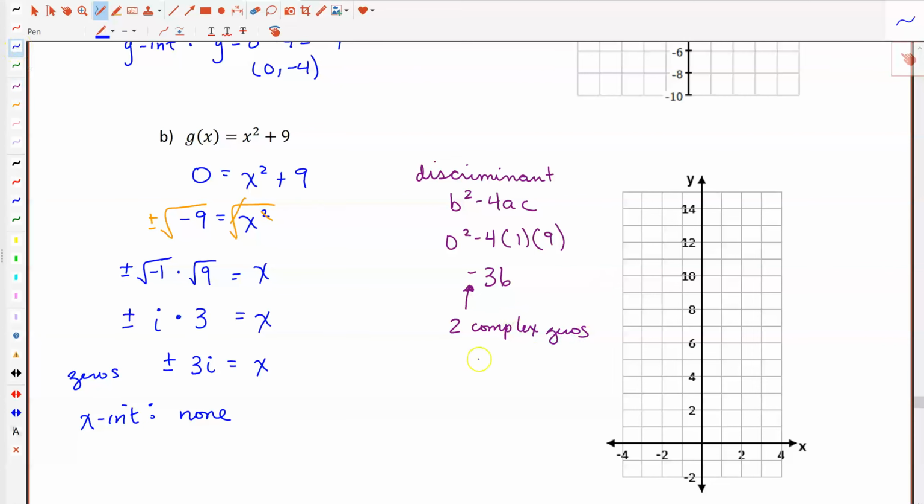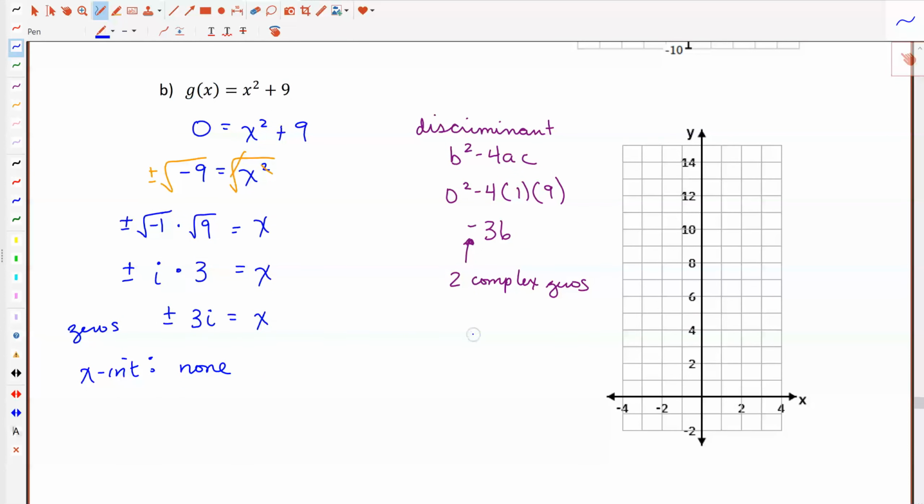Okay, so we found our x-intercepts. We've actually found that there weren't any. Let's talk about now y-intercepts. So for the y-intercepts, we'll let x be 0, so the y value will be equal to 0 squared plus 9, which gives me an output of 9, so that's the ordered pair (0, 9). Then I can come over here and go ahead and graph.